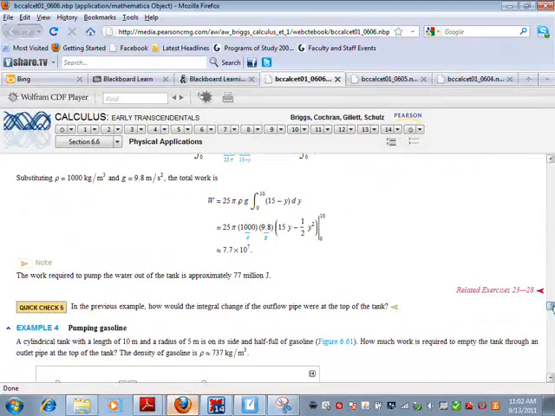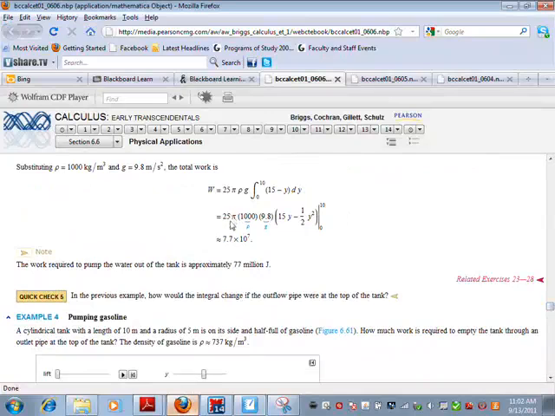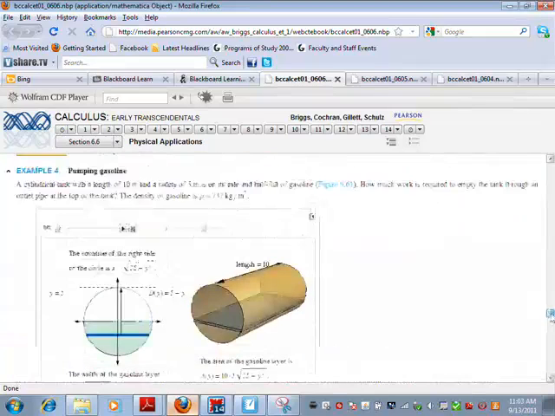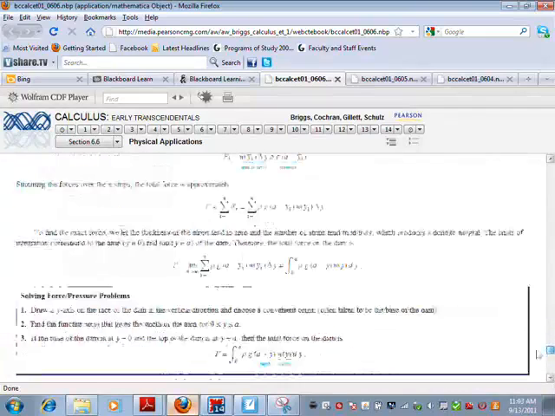All right, so 25. I had 100. They have 1,000. For rho? Oh, if that's rho, that's right. So then, okay. Okay, so that's a nice one. Let's do some exercises.